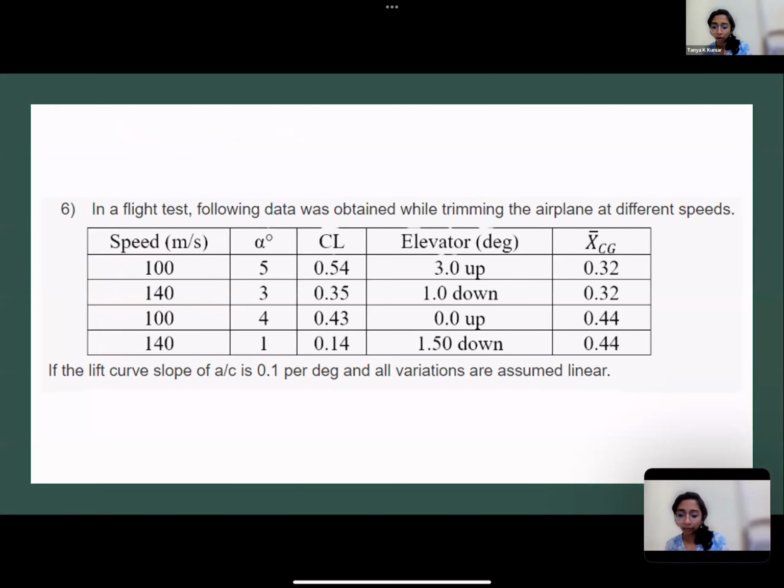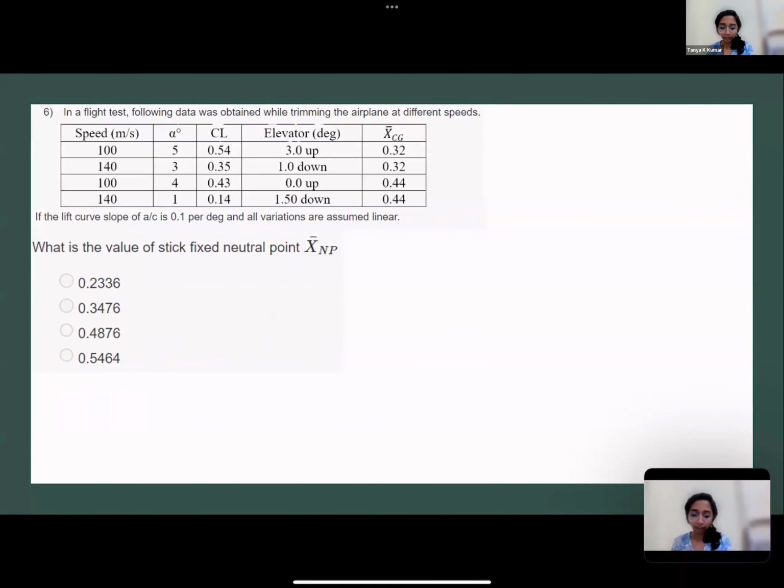In a flight test, the following data was obtained while trimming the airplane at different speeds. They've given you different angles of attack at which it was trimmed, different elevators, different CL trims, and different CG locations. Those are your columns: alpha trim, CL trim, elevator required for trim, and CG locations. They've also given you the lift curve slope, CL alpha, in per degrees. The first question is, what is the value of the stick fixed neutral point?